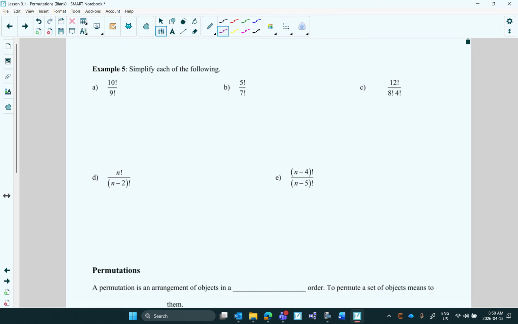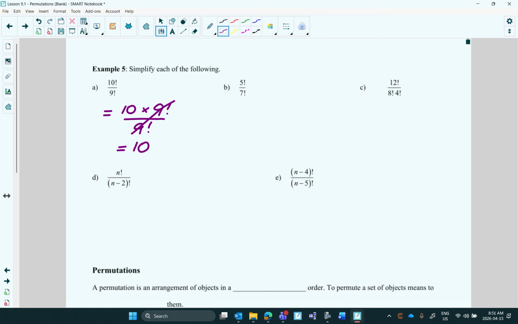An inefficient way would be to go 10 times 7 times 6 times 5 all the way down to 1, divide 9 times 8 times 7 times 6 times 5 all the way down to 1. If we use what I just talked about on the last page, couldn't I represent 10 as this times that? What happens to the 9 factorials? So my answer is 10. So you're able to do that without having to do a whole bunch of multiplication. Okay.